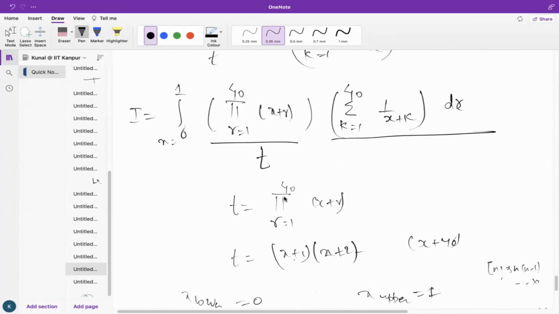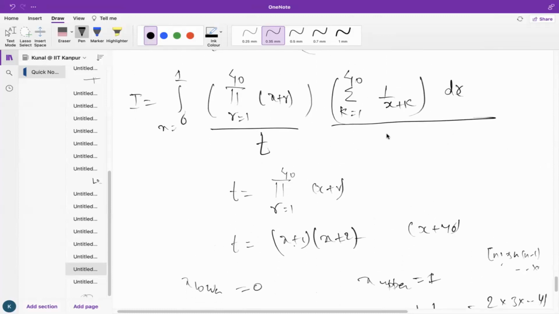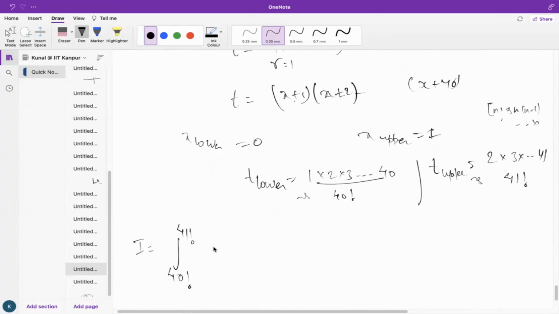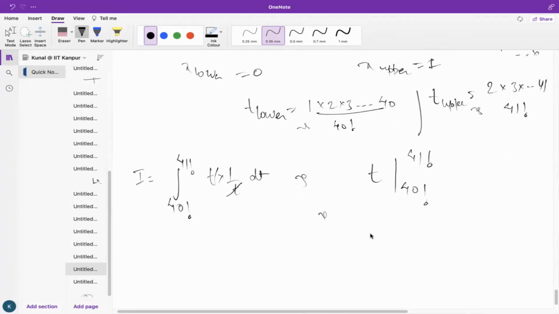And this is t, then this is our 1 by t dt. Actually, we get here this whole term written as 1 by t dt. So t into 1 by t dt. When we solve this, we just have to integrate dt. So we get t and just substitute the upper and lower limits. So what we get? 41 factorial minus 40 factorial.